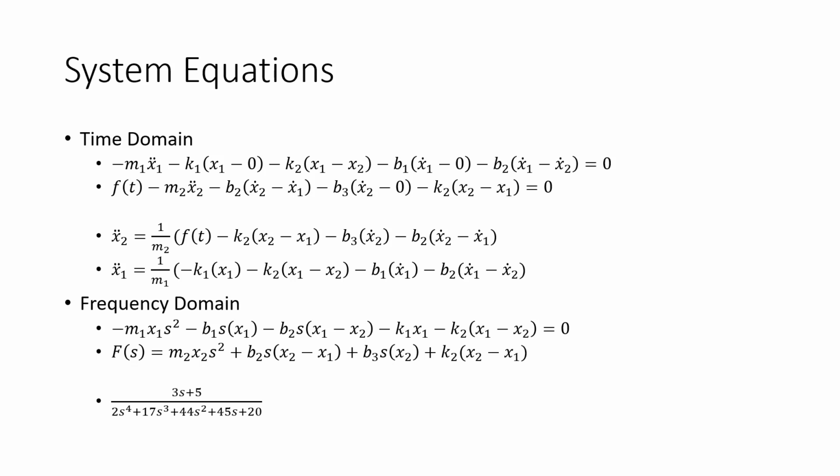The final equation on the bottom is with all the values plugged into the equation and simplified down into x1 over F of s. And so that equals 3s plus 5 over 4s, or 2s to the 4th, plus 17s cubed plus 44s squared plus 45s plus 20.